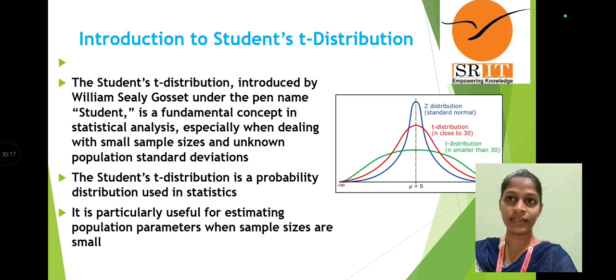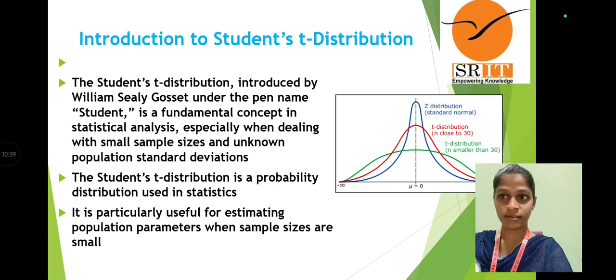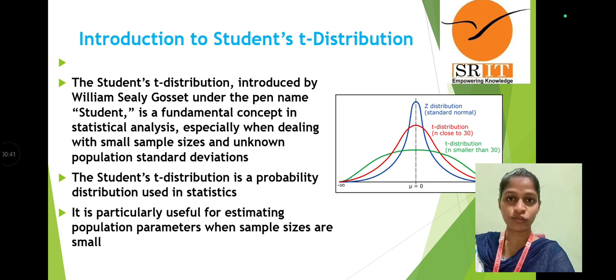Introduction to student T distribution. The student's T distribution was introduced by William Sealy Gosset under the pen name Student, and it is a fundamental concept in statistical analysis, especially when dealing with small sample sizes and unknown population standard deviation. The student's T distribution is a probability distribution used in statistics. It is particularly used for estimating population parameters when sample sizes are small.